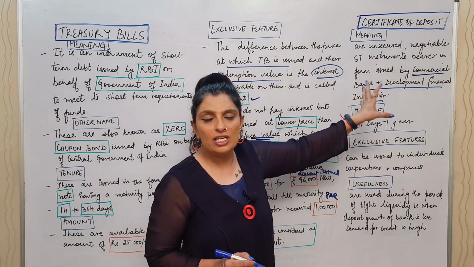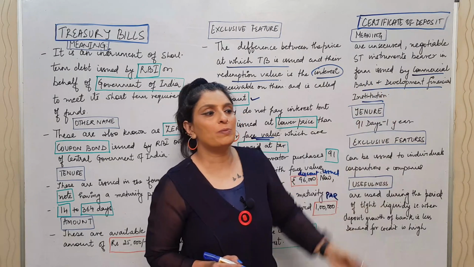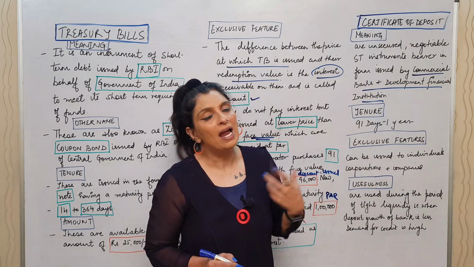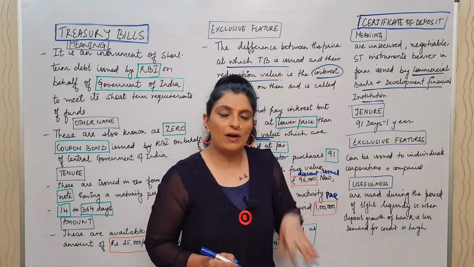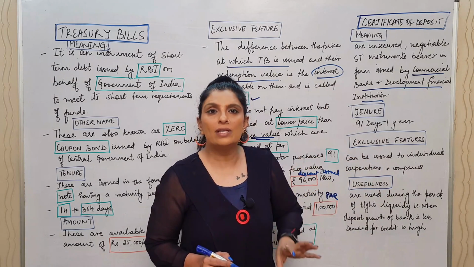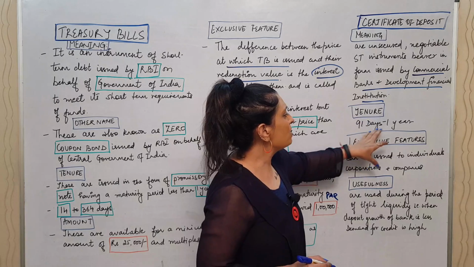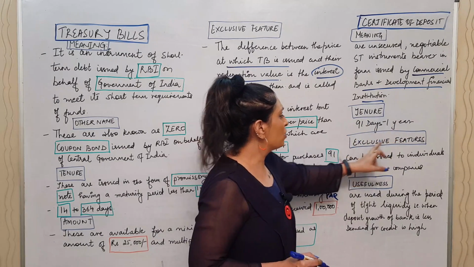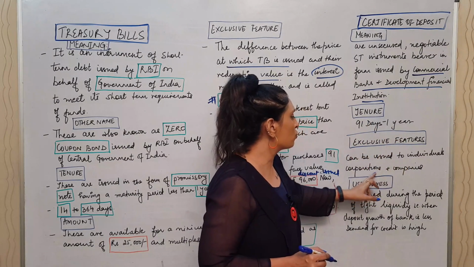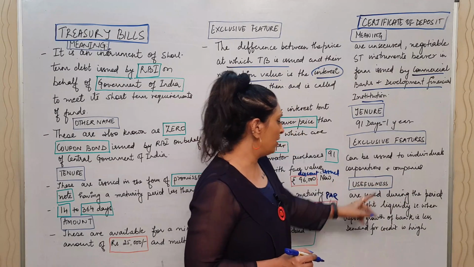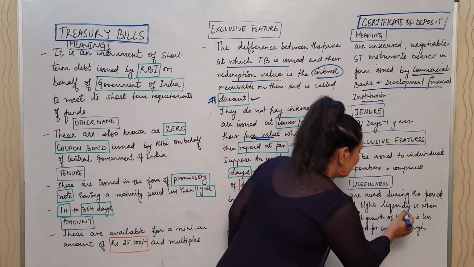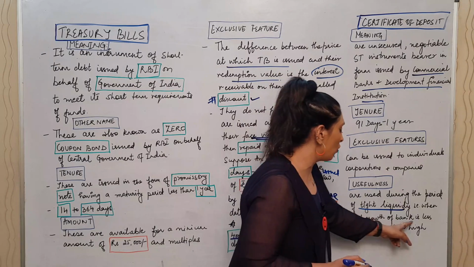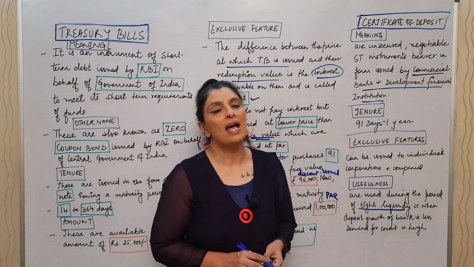So these banks issue certificates of deposit, people buy certificates of deposit, and when the bank gets enough funds to carry on its activities. Tenure is 91 days to 1 year. Exclusive feature is it can be issued to individuals, corporations and companies, and its usefulness is during the period of tight liquidity. That is when deposit growth of the bank is less and demand for credit is high.